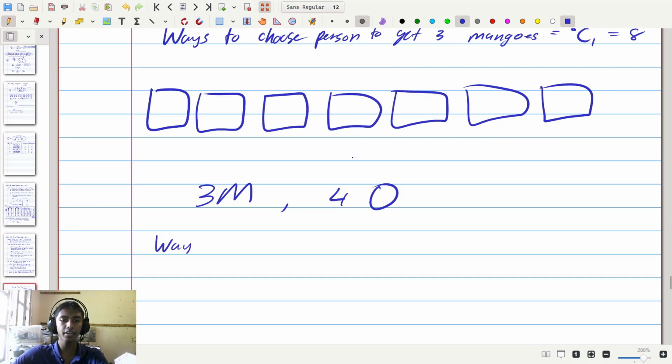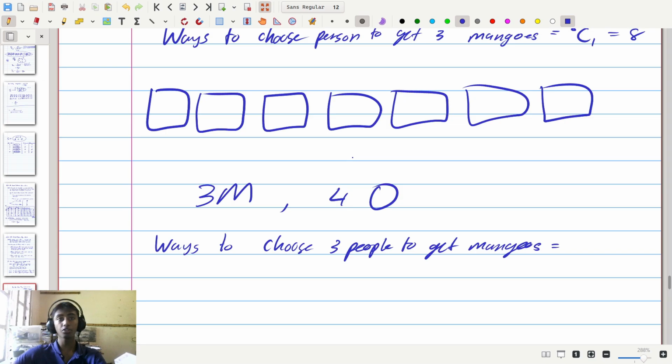So the ways to choose 3 people to get the mangoes is going to be the different number of ways that we can choose 3 people out of a set of 7 people to get the mangoes, which is going to be 7 choose 3. We'll evaluate that later. For now, let's go to the next line where we need to figure out the total number of ways that we can give the remaining 4 people the 4 oranges.